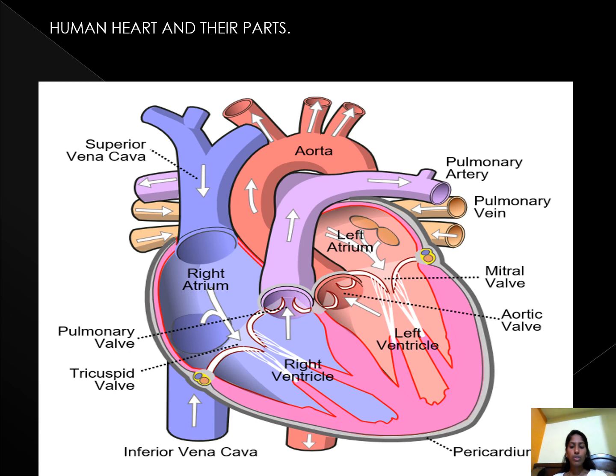Mitral valve, one of the four one-way valves that keeps blood moving properly through the various chambers of the heart. The mitral valve separates the left atrium from the left ventricle. It opens to allow the oxygenated blood collected in the left atrium to flow into the left ventricle, and thereby forcing it to exit through the aortic valve into the aorta.